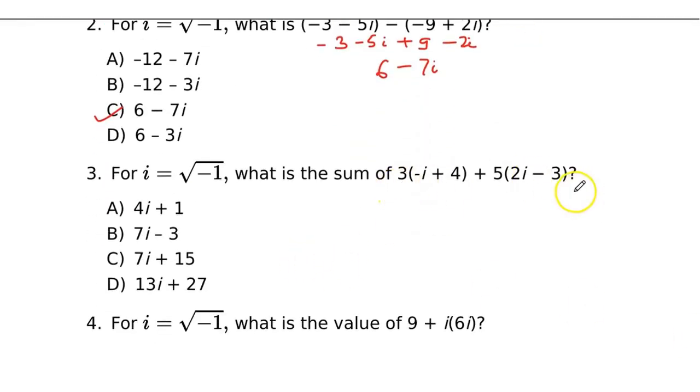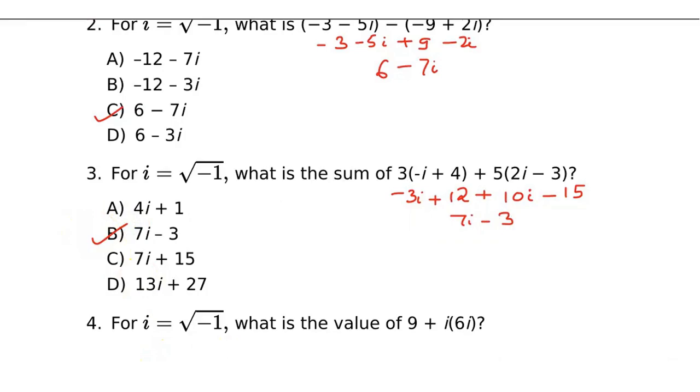Now we have to find the sum of this. This also we'll just open up. So it's negative 3i plus 12 plus 10i minus 15. So here we have 10i minus 3i, that is 7i. And then we have 12 minus 15, that is minus 3. So 7i minus 3 is the answer.